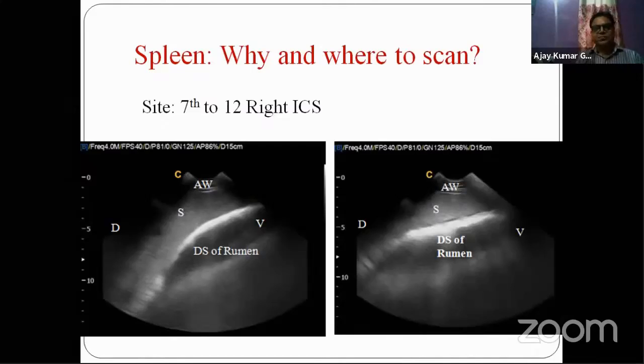You can see in these pictures, this is the spleen, and medial to the spleen, or ventral to the spleen, you find the dorsal sac of the rumen. The dorsal sac of the rumen, you can see it is a curved, homogeneous, smooth line in this picture. It is almost flattened in this picture. And the appearance of this different shape of the ruminal wall will depend upon the contraction of the rumen, whether it is in a relaxed state or it is contracting or it has contracted.